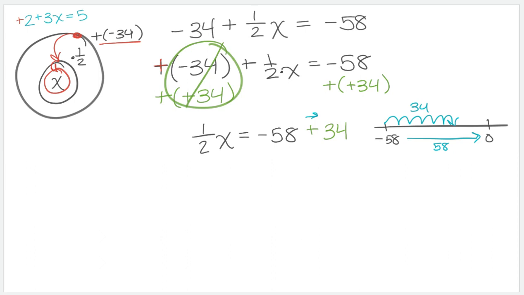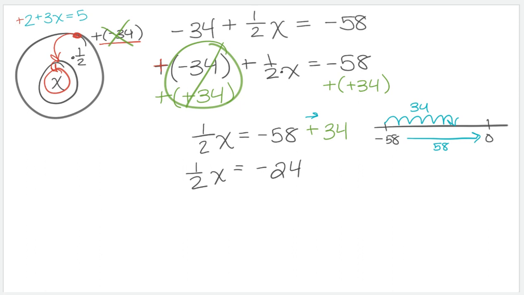Once you do that math, you will see that that number is negative 24, and that is still equal to 1/2 x. So now, in order to solve for my variable, let's cross this out. We have completed this first step of solving for our variable. The next thing we need to undo is this plus one half. It's not plus. We need to get rid of this multiplying by 1/2.